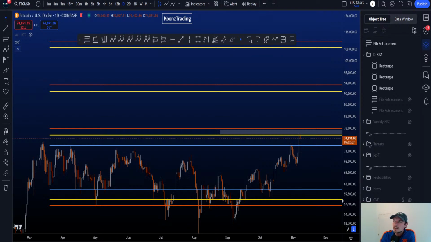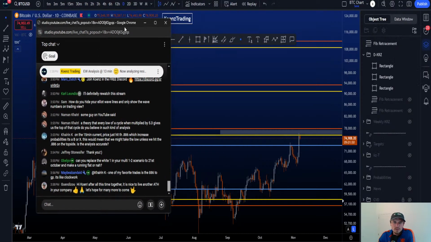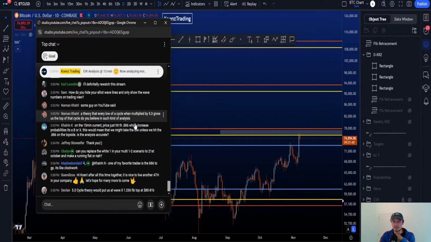So you can't just say it, right? You need research, and someone has to present the research, and then based on the research, we can get a better idea of if that's correct. But it's an interesting take. 5.3. The low of a cycle was at 15 point something now. So times 5 is 15, 30, 60, 75. That would be like 80 something.